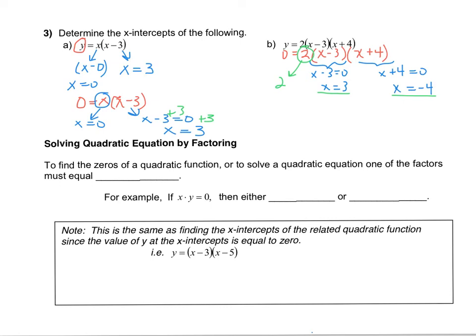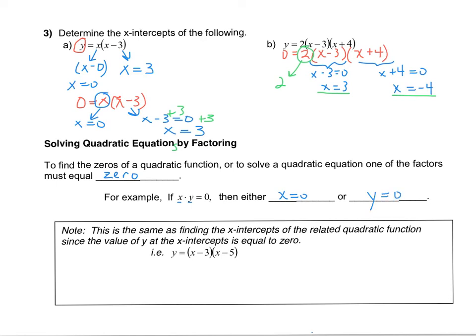So moving along here, solving quadratic equations by factoring. And this, I believe, should have an S right there. To find the zeros of a quadratic function or to solve a quadratic equation, one of the factors must equal 0. It's the only way that you're going to get an answer of 0. For example, if we had x times y, something times something else, then either x equals 0 or y equals 0. So we're setting up our little mini equations.